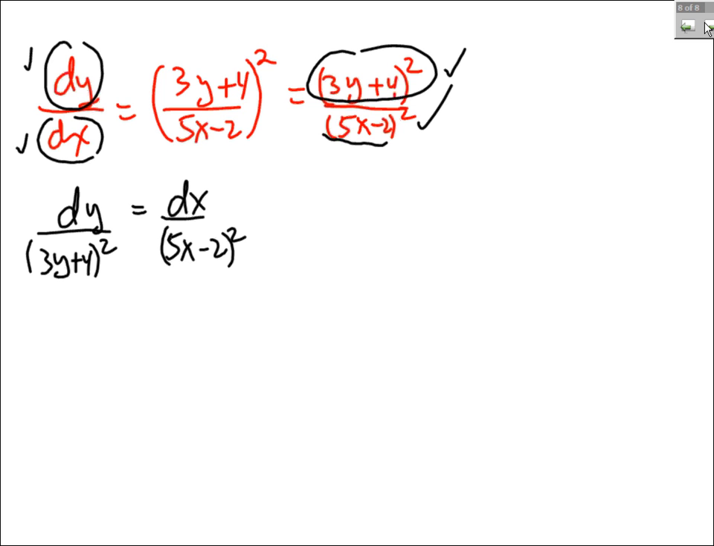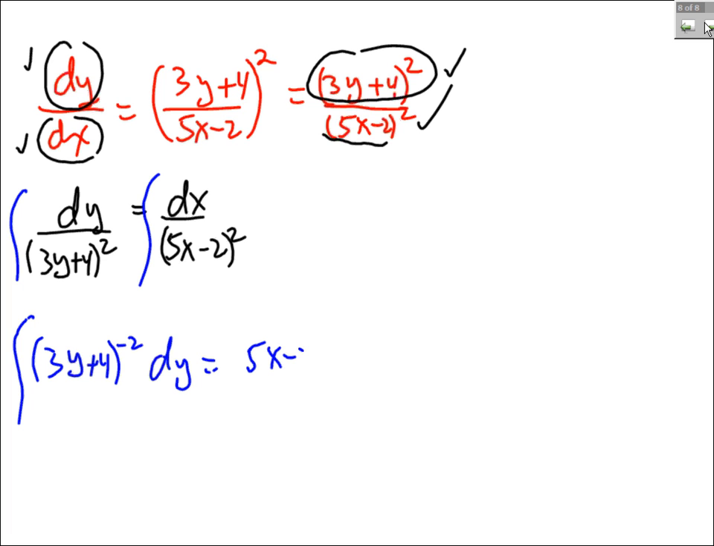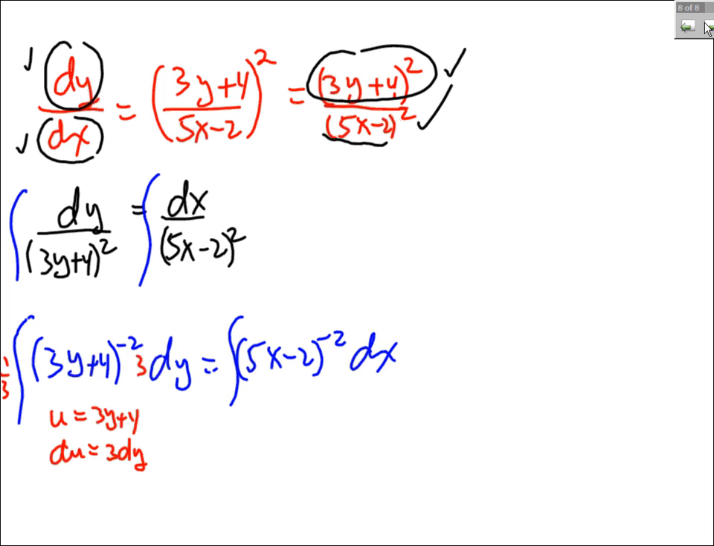Now we want to integrate both sides, and we really should rewrite it and put a negative 2 dy and a 5x minus 2 to the negative 2 dx. On the left side, if I let u be 3y plus 4, then du would be 3 dy. I'll put a 3 in, and I'll bring out a third. So there's the third in the front. That is u to the negative 2, and 3 dy is du.